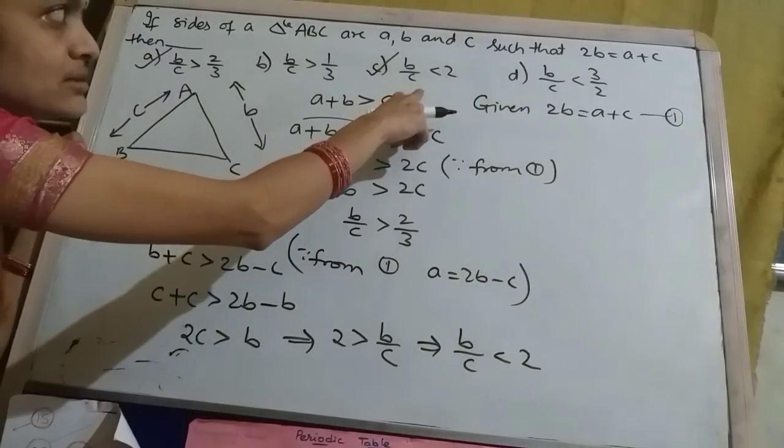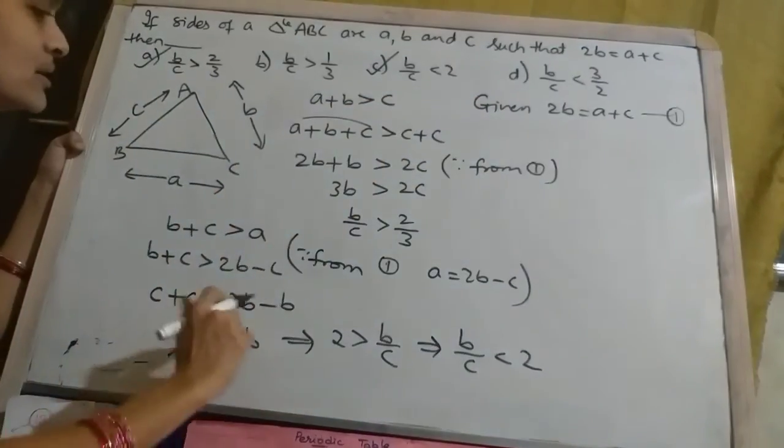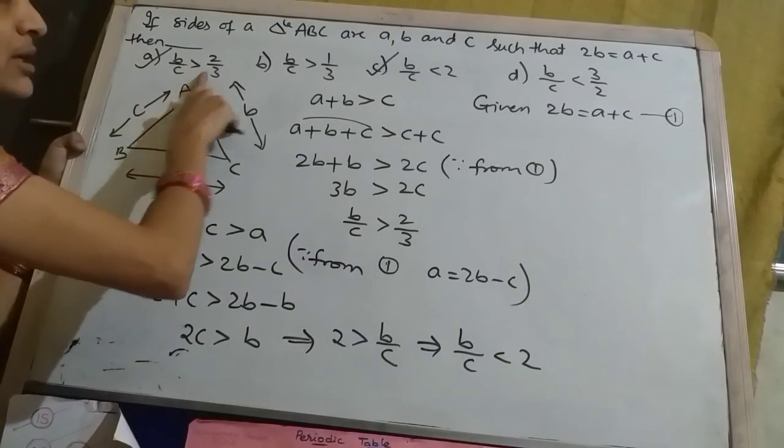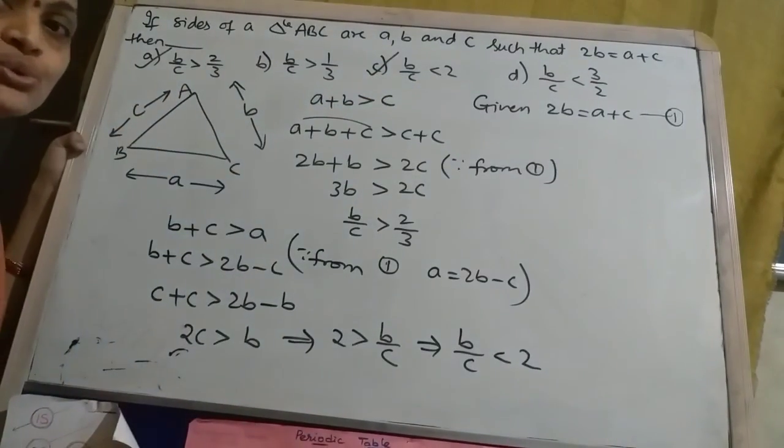So which option is correct? b by c is greater than 2 by 3 and b by c is less than 2. So these two are correct.